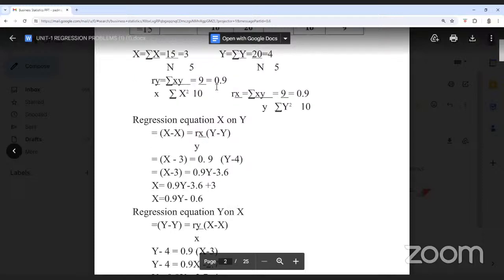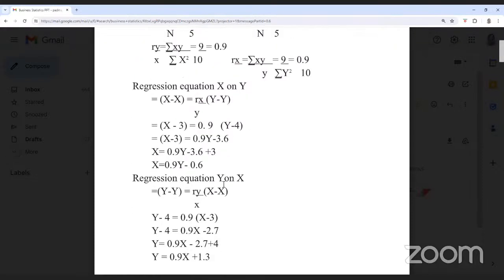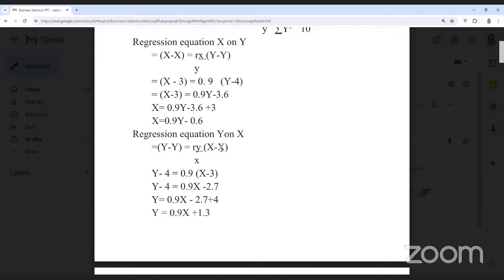यहाँ पे find out करें ना? 0.9. X minus, that is the mean value, it is 3. Now, here we got the value of x. Here you have to find out the value of y. So, y minus 4 is equal to 0.9 into x minus 3.